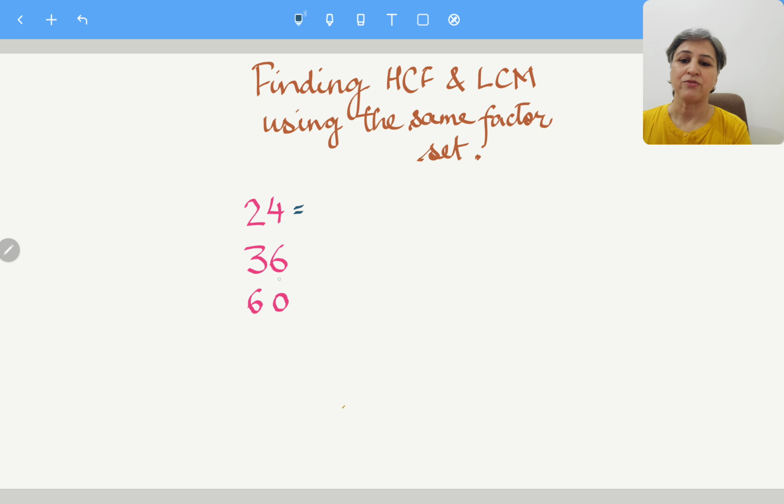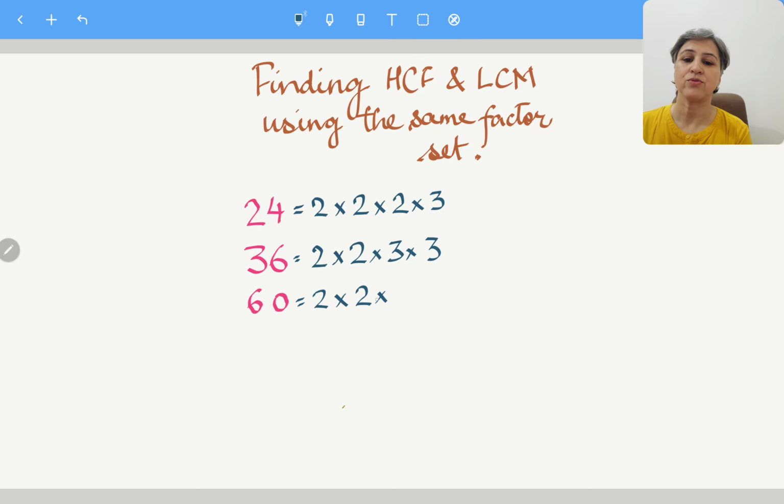Let's say the numbers are 24, 36 and 60. Step 1 is we write the prime factors of 24. That would be 2, 2 twos are 4, 4 twos are 8, 8 threes are 24. For 36 the prime factors will be 2, 2 twos are 4, 4 threes are 12, 12 threes are 36. For 60, 2, 2 twos are 4, 4 threes are 12, and 12 fives are 60. So step 1, write all the prime factors.